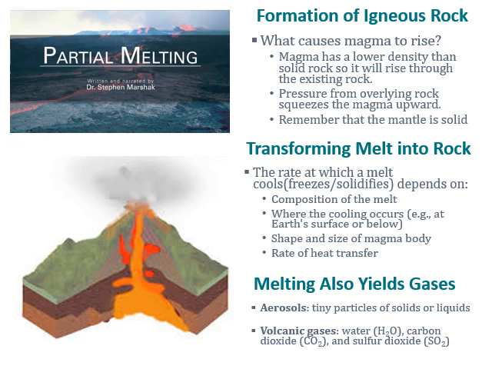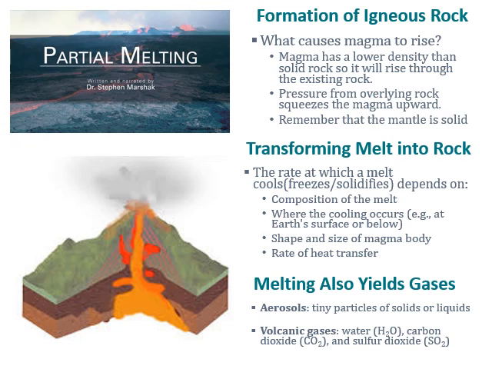The rate at which a melt cools, which is also known as freezes or solidifies, depends on a variety of factors, including the composition of the melt, where the cooling occurs, for example, at the surface of Earth or at a depth below the surface, the shape and size of the magma body that is cooling, and the rate of heat transfer from that magma or lava body to the surrounding area.